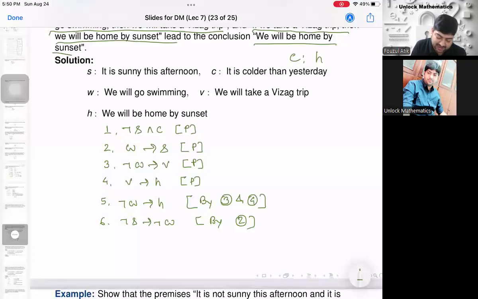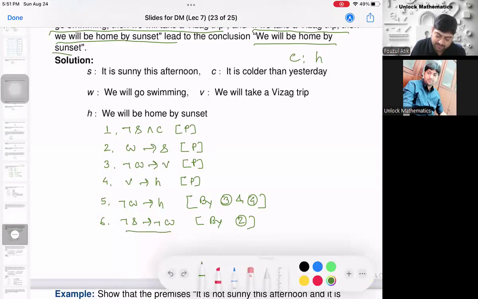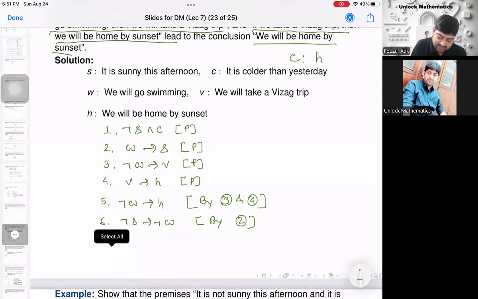Now again you apply 5 and 6 together. I have not S imply not W and not W imply H. What will I get from this? I'll get number 7 as not S imply H.